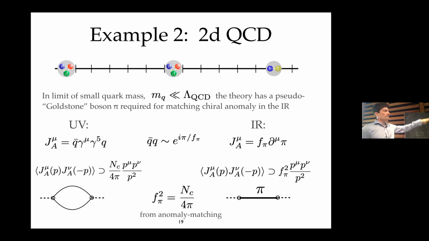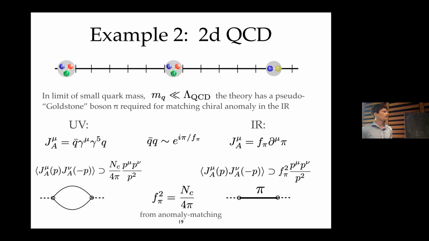So in the UV, we have an axial current, which I've written in terms of the quarks. Okay, and you can compute the anomaly coefficient very easily. It's in 2 dimensions. It's just a 2-point function of currents. So it's just a 1-loop diagram. And the coefficient is the number of colors divided by 4 pi. In the IR, we have the massless pion. And under the axial symmetry, that has to shift by the decay constant.